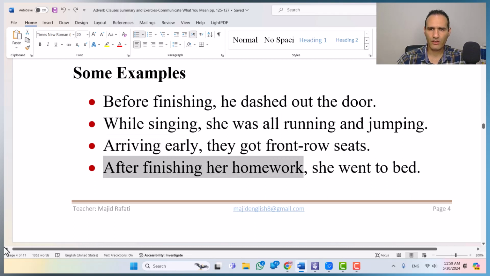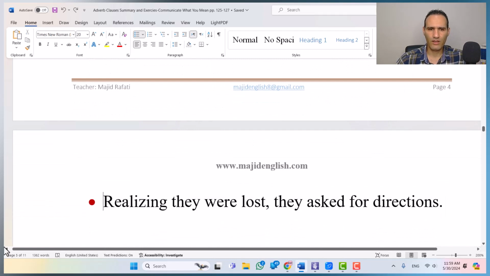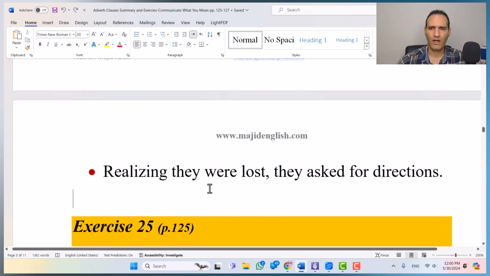After finishing her homework, she went to bed. After she finished her homework, she went to bed. And realizing they were lost, they asked. Because they realized they were lost, they asked for directions. Okay, this is reduction of adverb clauses. So it was a summary of adverb clauses and how to reduce them.